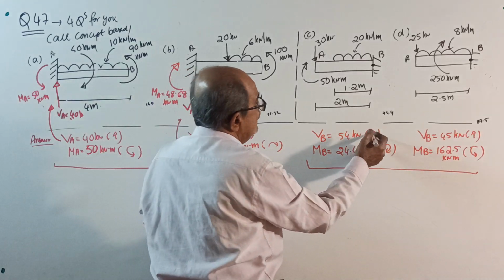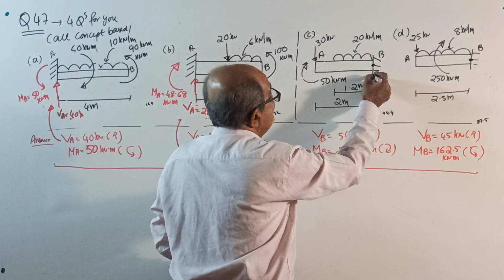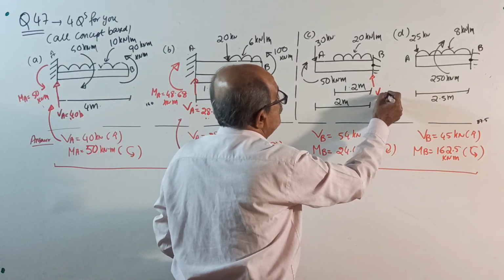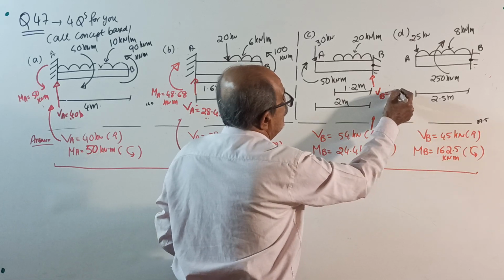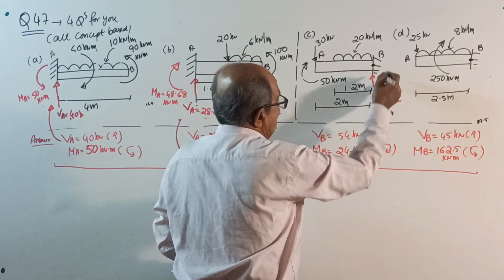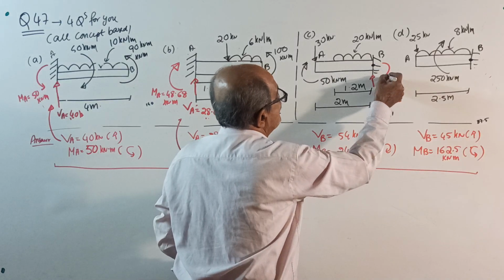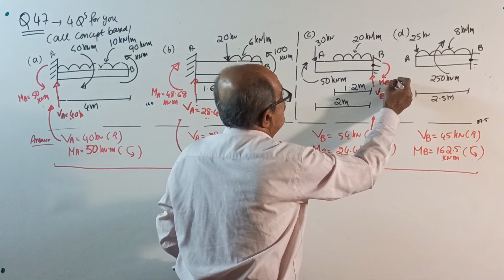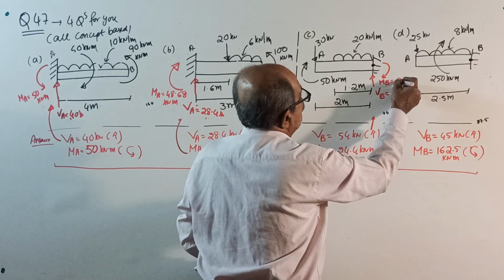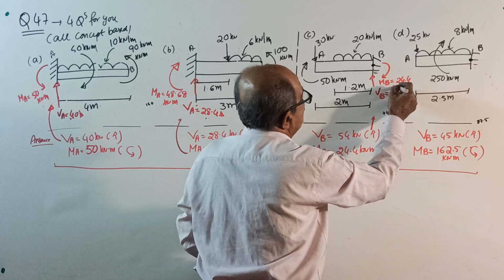So get the answer, then enter the answer here. Final answer, your VB equal to 54 kilonewton. MB, we got clockwise. MB equal to 24.4 kilonewton meter.